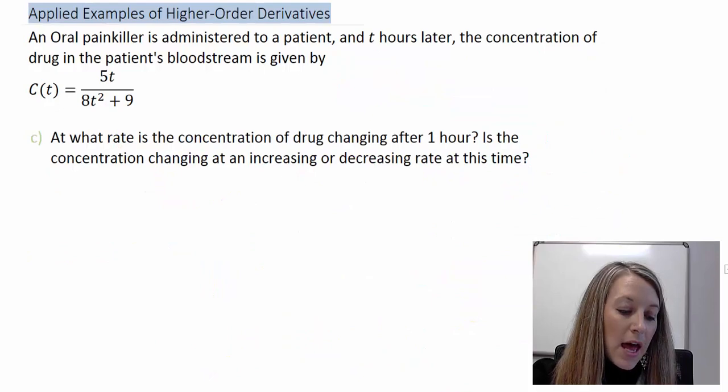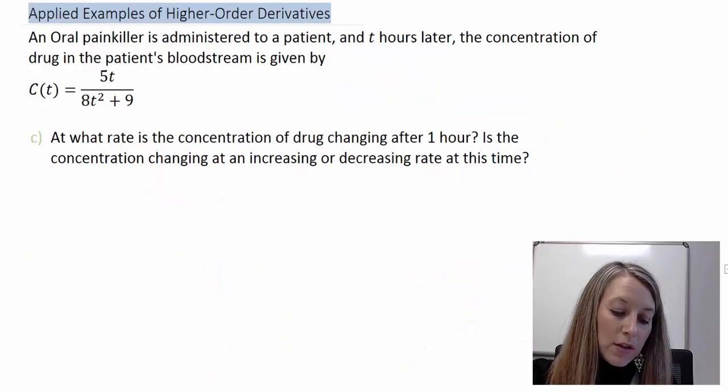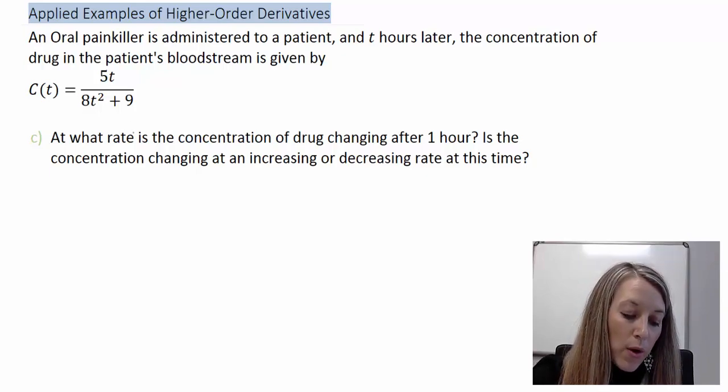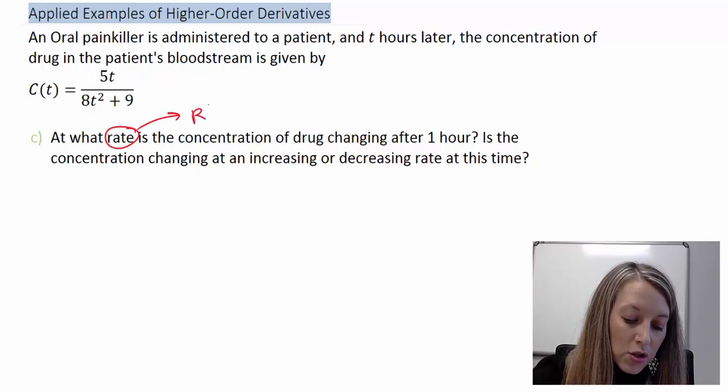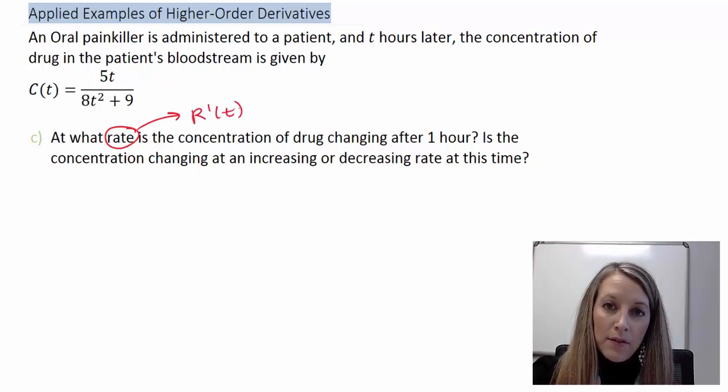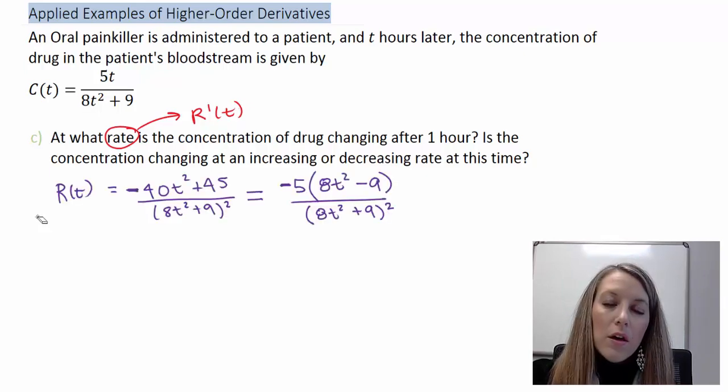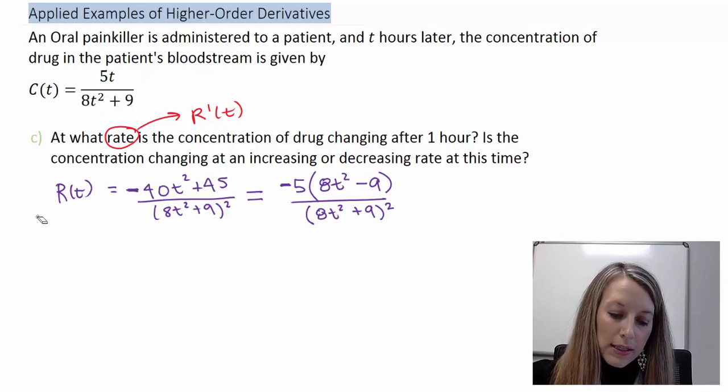Part C asks, at what rate is the concentration of the drug changing after 1 hour? Is the concentration changing at an increasing or decreasing rate at this time? So, since it's just talking about rate here, that means we're going to use our first derivative, r prime of t. We computed that in part A, so let me go ahead and pull that up. So I have my rate equation listed here.